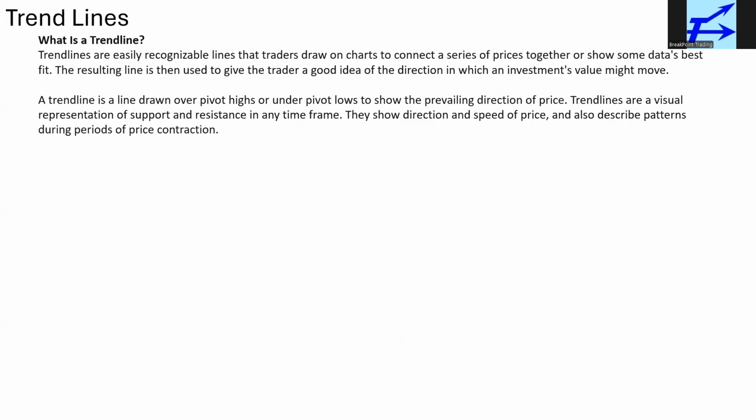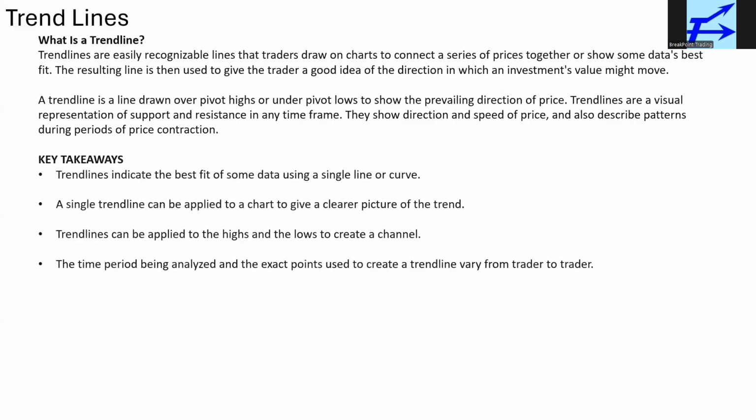Trend lines. What is a trend line? It's easily recognizable lines that traders draw on charts. And when I show you the charts here in a minute, I want you to visualize where those trend lines are. And I think if we do just a couple, you're going to see them really quickly. The trend line is used to give the trader a good idea of the direction in which the investment value might move. Trend line is a line drawn over pivot highs or under pivot lows to show the prevailing direction of price.